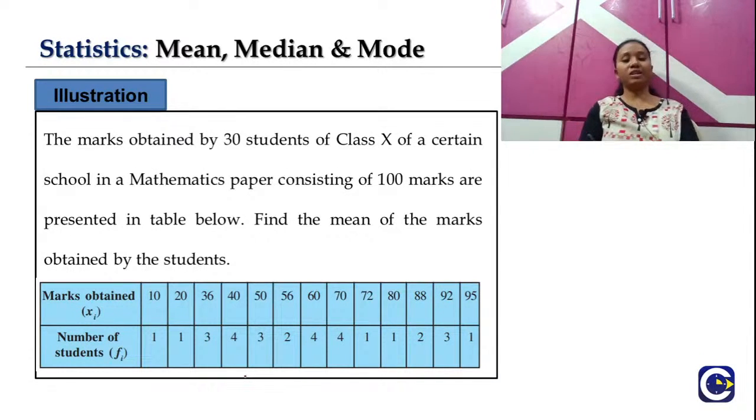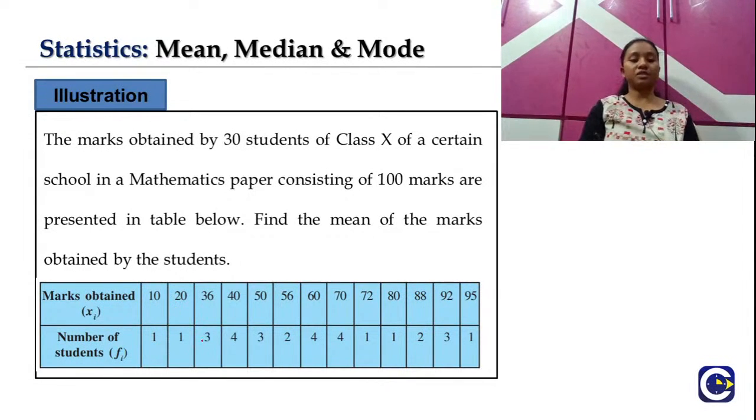By looking at the information itself, you can say that the given information is a discrete series, because here we have the obtained values as well as the frequencies. Let's read the question first. The marks obtained by 30 students of class 10 of a certain school in a mathematics paper consisting of 100 marks are presented in the table below. These are the marks obtained by 30 students of class 10th. Find the mean of the marks obtained by the students.